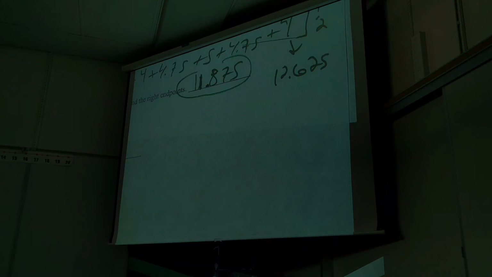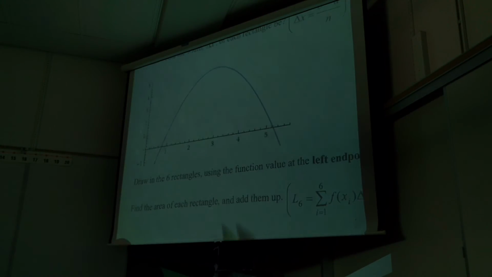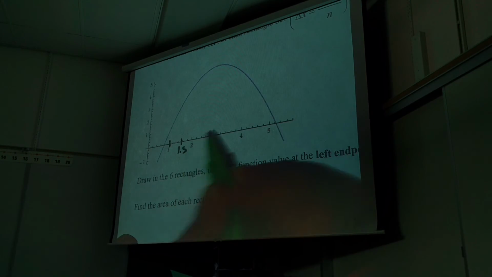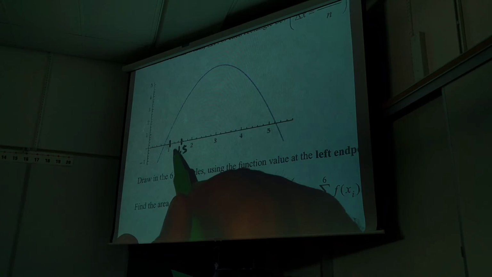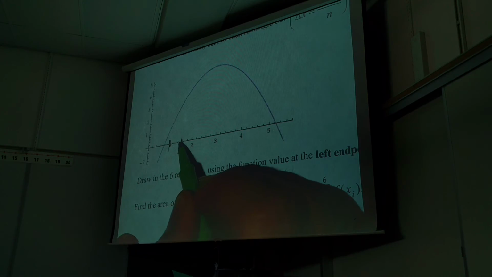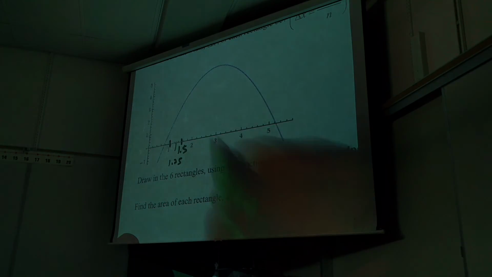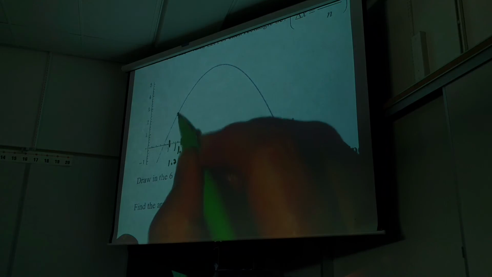Alright, so now that we got left to right, there's a method called midpoint. So what does that sound like it would be? If I wanted to use midpoint, my first rectangle still has to go from 1 to 1.5, but what's the midpoint? 1.25. So the height would be governed by the midpoint.